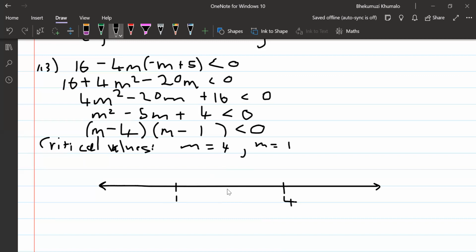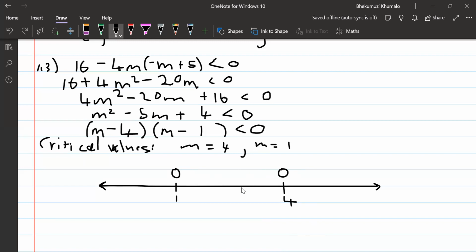So in this case, when we continue doing it, we have m minus 4 and m minus 1. But the critical values are 4 and 1. So there's the 1 there, there's the 4 there. Now, generally, we would say this is an open dot, right? An open dot. Why? Because this is not less than or equal to, it's just less than, meaning it's not including 1 and it's not including 4. It's including anything greater than 4 or anything less than 4, but not 1 itself.